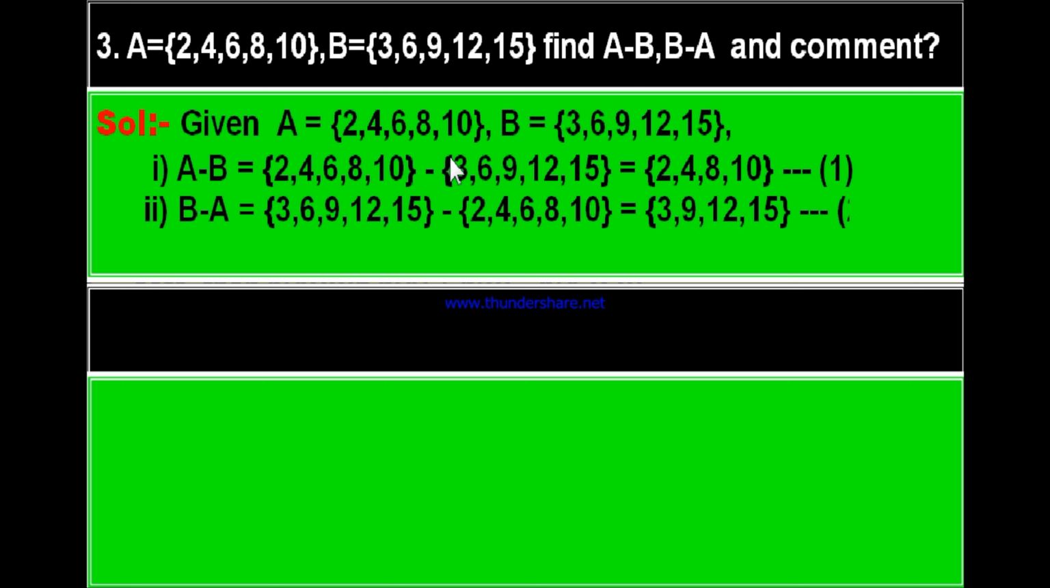B minus A means first write the second set B, that is set 3, 6, 9, 12, 15 minus set A, set 2, 4, 6, 8, 10. Now here 3, but you could not find 3 in the second set, therefore write 3. 6, 6 is there, therefore leave it. 9, 9 is not there in the second set, therefore write 9. 12 is not in the second set, therefore write 12 also. And 15, you could not find 15 in the second set, therefore write 15 also. Then B minus A is equal to set of 3, 9, 12 and 15.